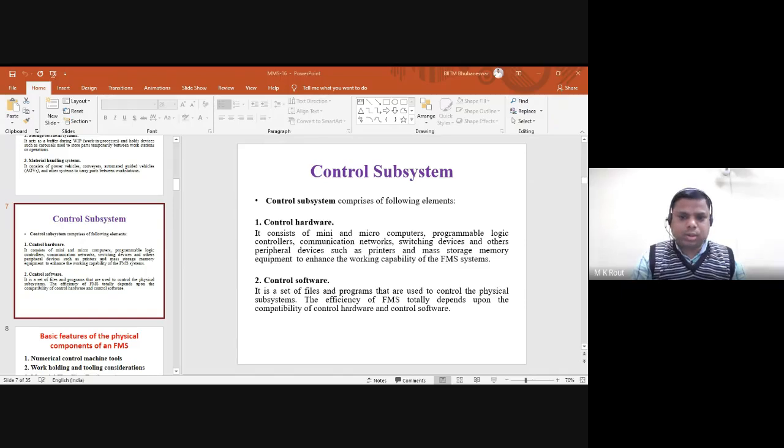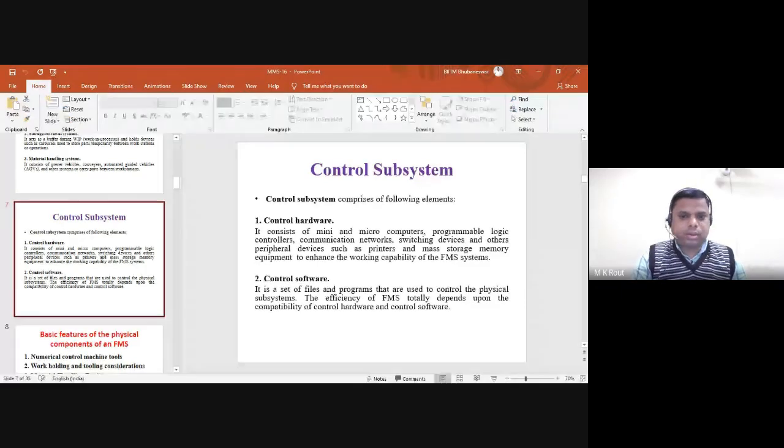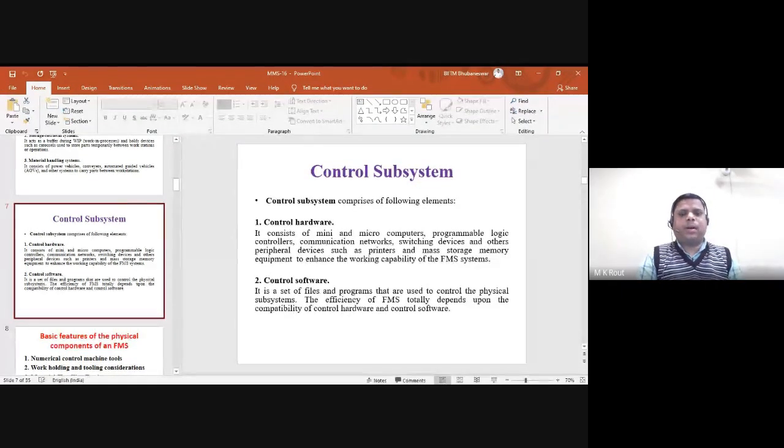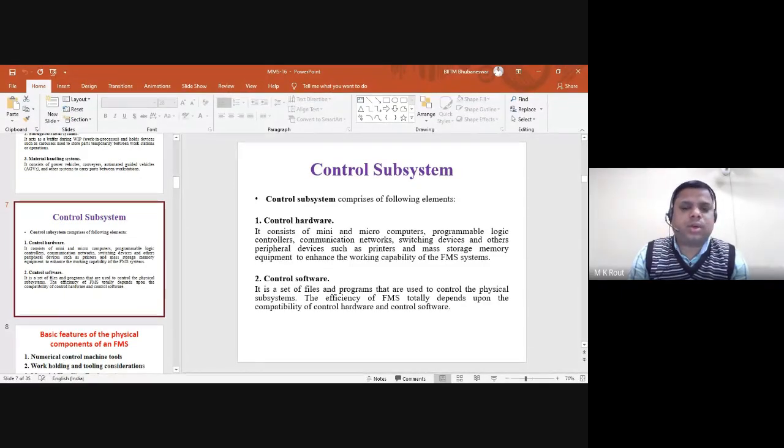Okay, just a minute. A control system consists of control hardware and control software. Control hardware consists of mini and micro computers, programmable logic controllers, then a communication network from the computer to the different types of machines, and those machines should be synchronized with the mini and micro computers.